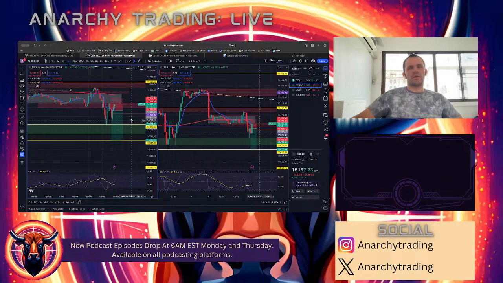Still having trouble getting above this red line. So there it is, broke the red line. Are we going to see a rejection, or is it going to just now continue to build?